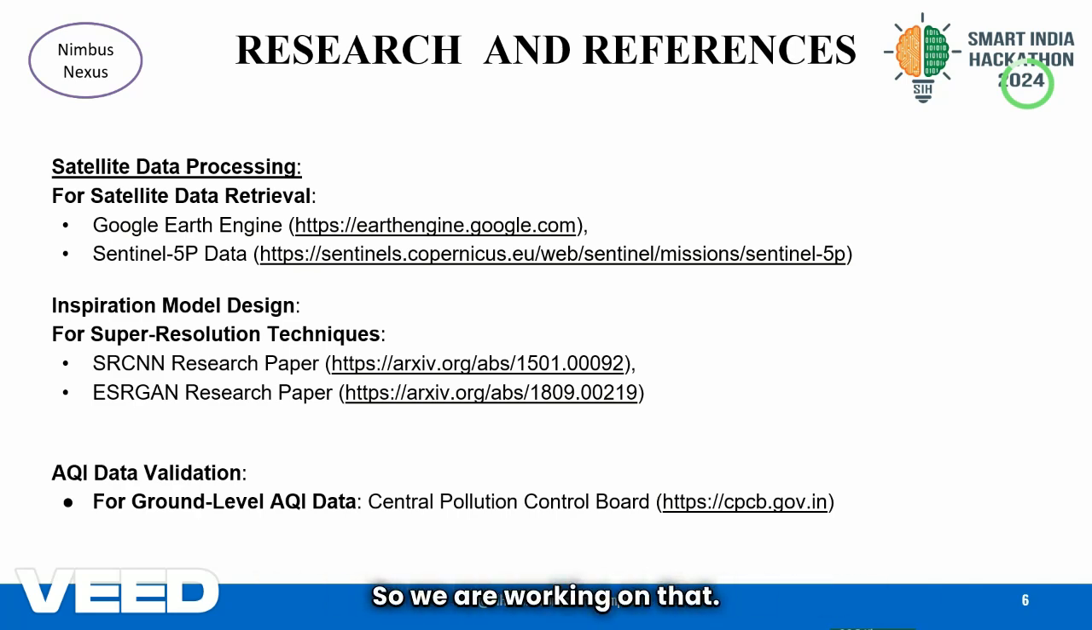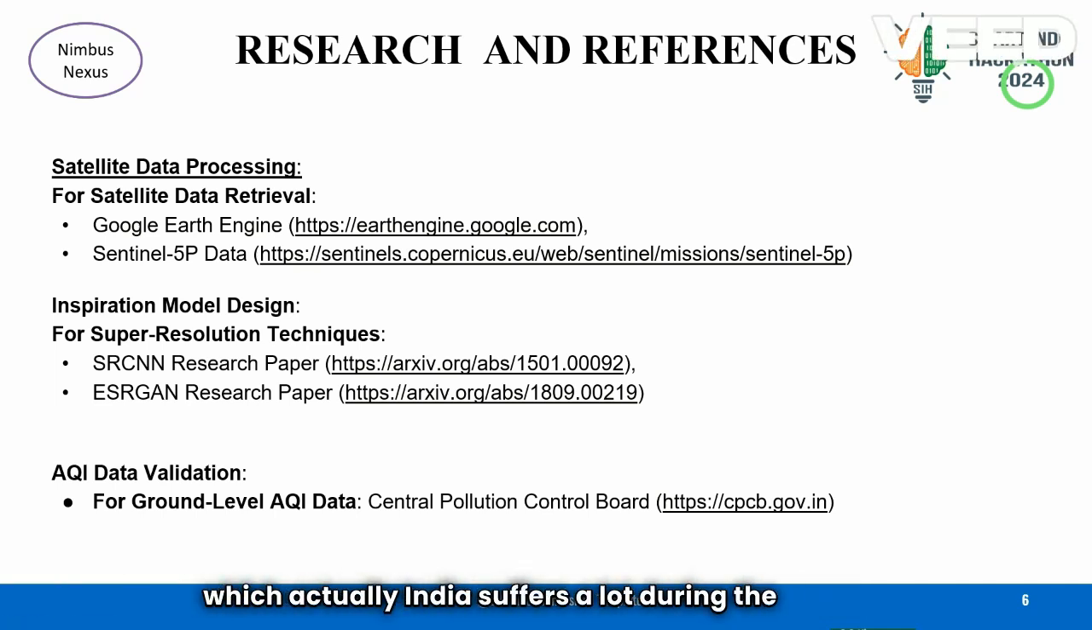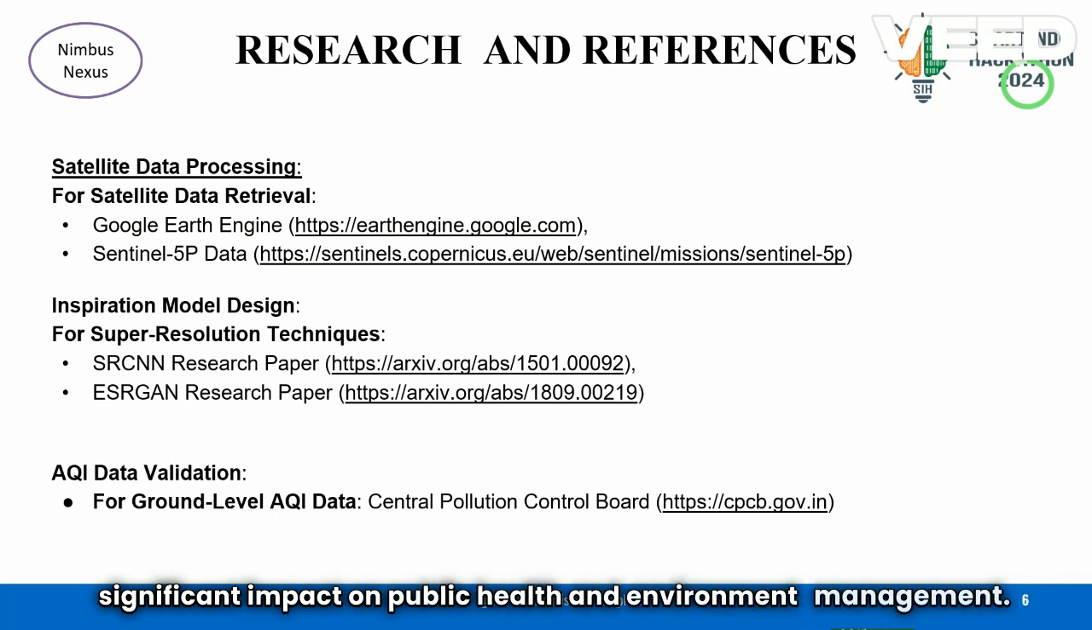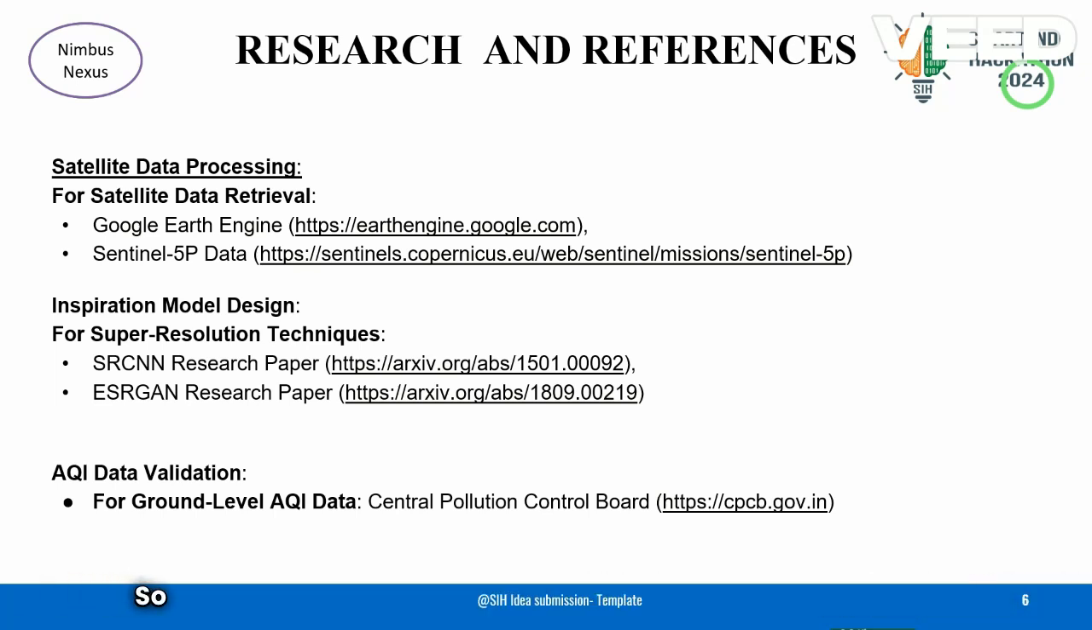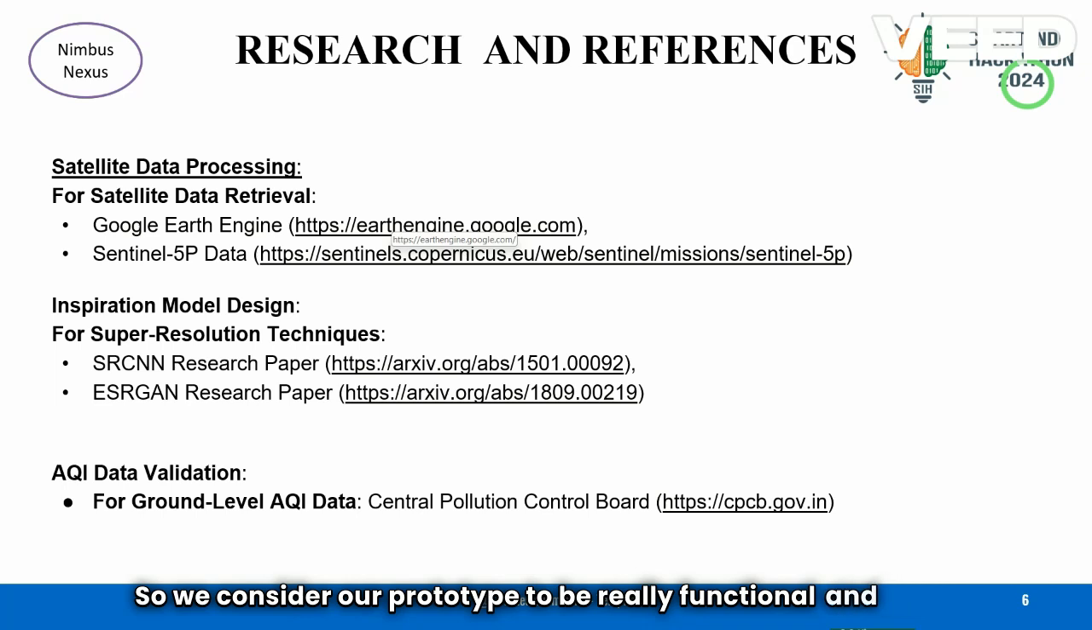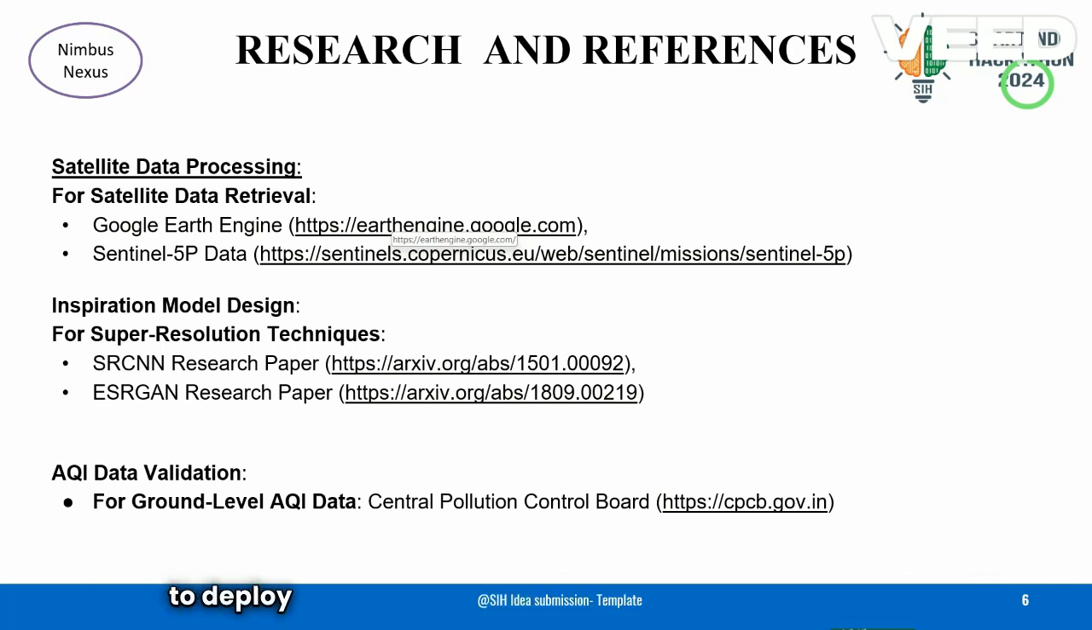We are working on that, and the next targets we are looking forward to are CO2 maps, and also PM 2.5 and PM 10, which India suffers from a lot during the winters. We believe our solution has the potential to make a significant impact on public health and environment management. We consider our prototype to be really functional and a ready-to-deploy website prototype, and we are working on making it better and better with time.